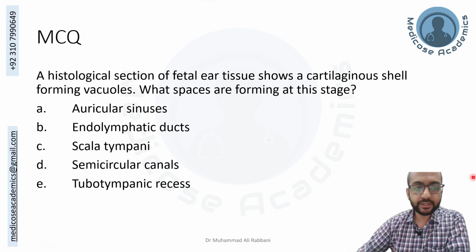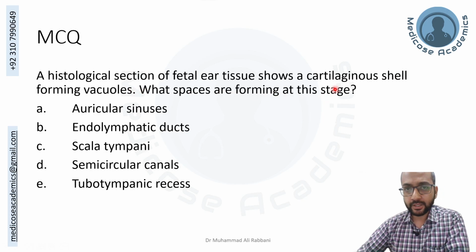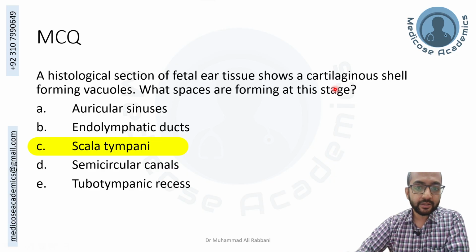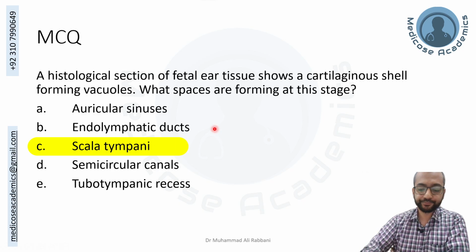So that's it, we are done with the middle ear. Let us check what we have learned by now. The histological section of the fetal ear tissue shows a cartilaginous shell forming vacuoles. Which spaces are formed at this stage? Cartilaginous shells are forming, and vacuole spaces are formed above and below the cochlea. So these will be the scala vestibuli and scala tympani, and among them scala tympani is the answer given.